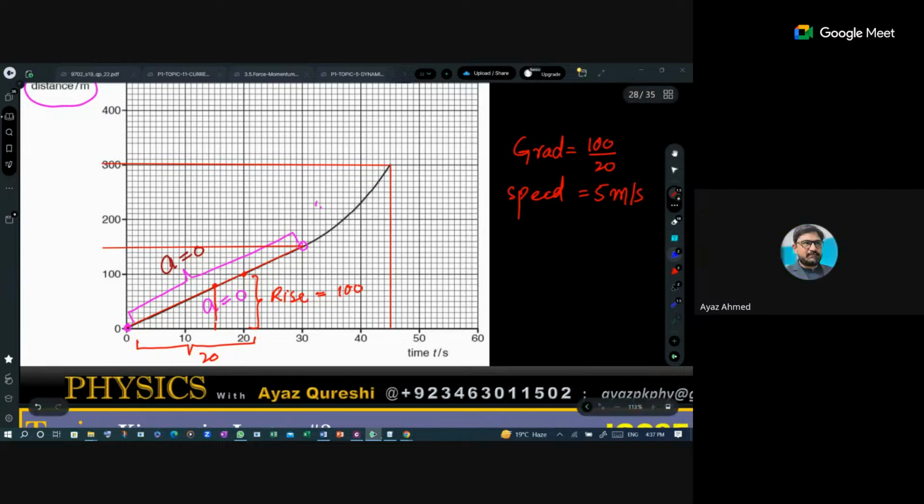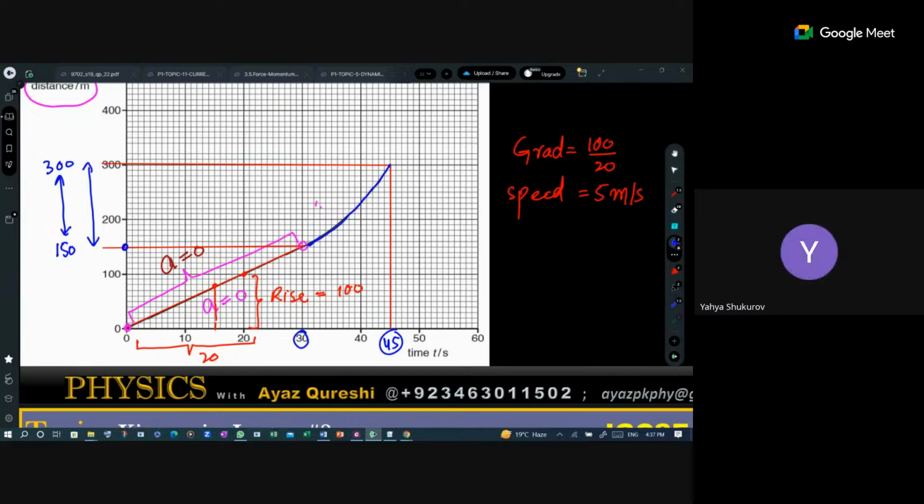Yes. Total average speed is 300 divided by 45, which is 6.6, 6.7 approximately. In between, the distance is 150 meters, and here it is 300 meters. So how much distance is covered between 30 and 45 seconds? This is the graph which is under consideration. This area.